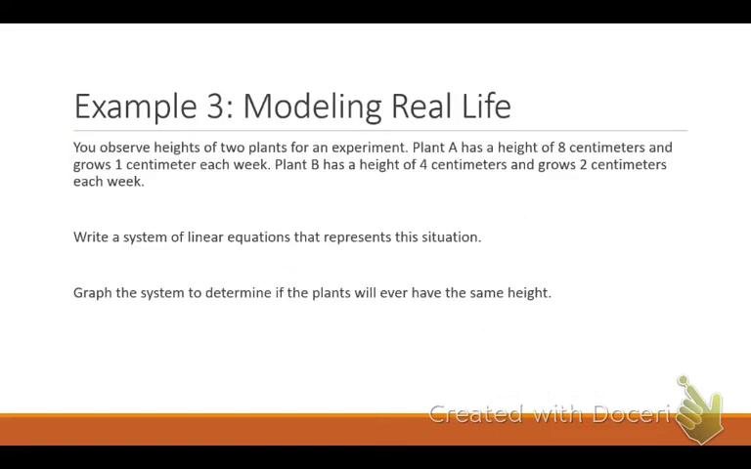All right, so now let's do one more example. This example is really important because it's going to help you understand why in the world we do a system of equations in the first place. I want you to imagine that you're planting 2 plants in your flower bed at your house. So you observe the heights of 2 plants. Plant A has a height of 8 centimeters and grows 1 centimeter each week. How tall is plant B? Plant B is 4 centimeters tall, but plant B grows 2 centimeters each week.